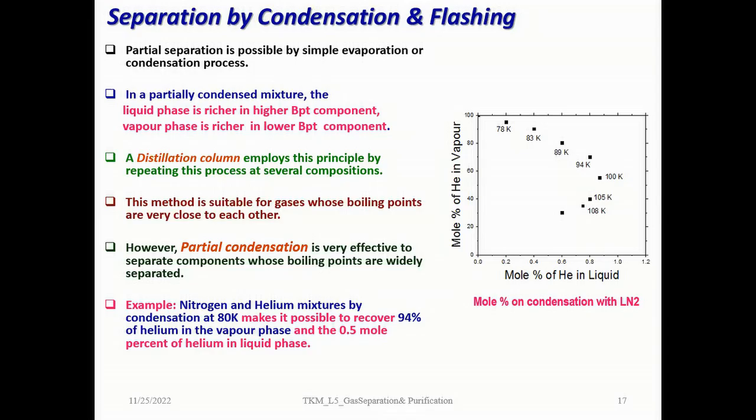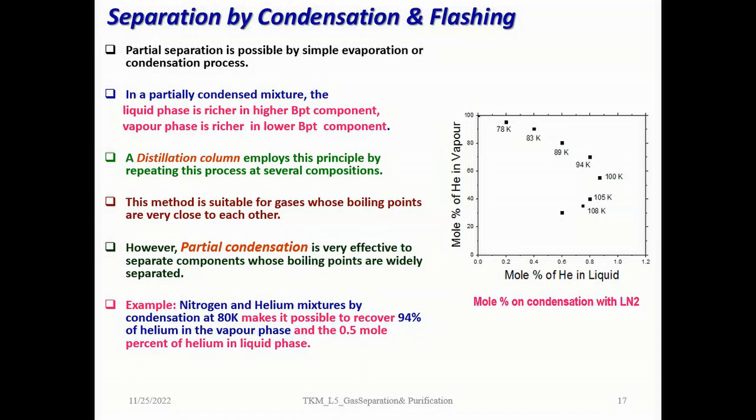We'll see this shortly. The method is very much suitable for gases whose boiling points are very close to each other in the case of a distillation column, whereas if the boiling points are well separated, then partial condensation is very effective to separate the components. For example, suppose I have a nitrogen and helium mixture, and this can be condensed at a temperature of about 80K. It makes it possible to recover almost 94% of helium in the vapor phase, and about 0.5% mole of helium is present in the liquid state.